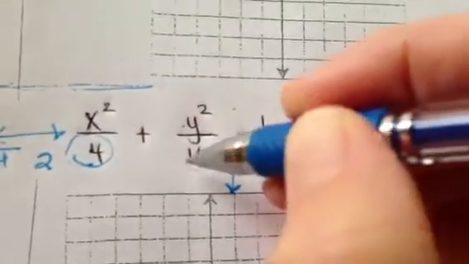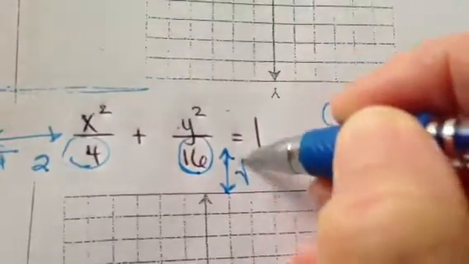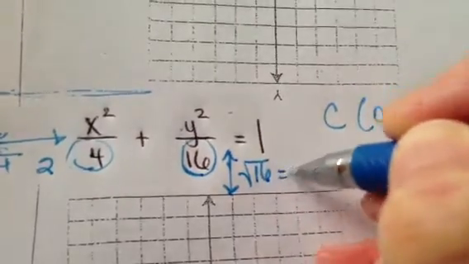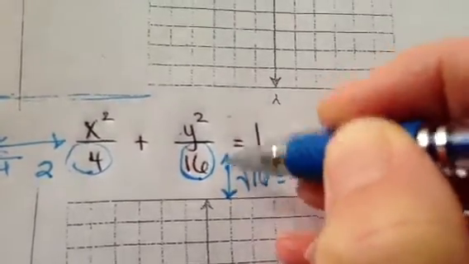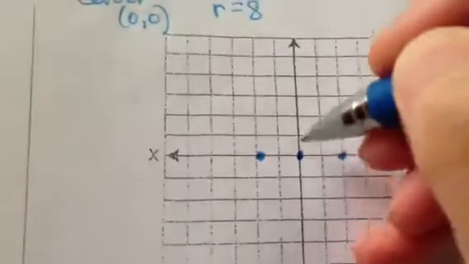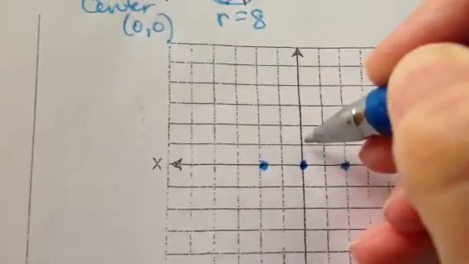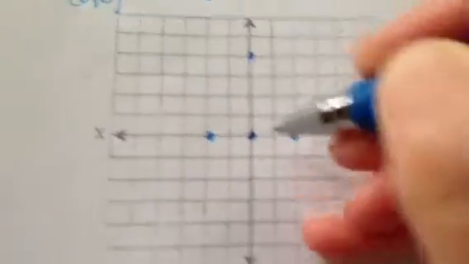far to go up and down by whatever this value is. Just take the square root of it. And the square root of 16 is 4. So I'm going to go up and down 4 from the center. So put your pencil point on the center and go up 4.